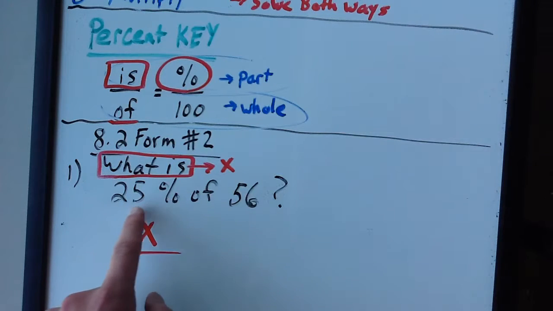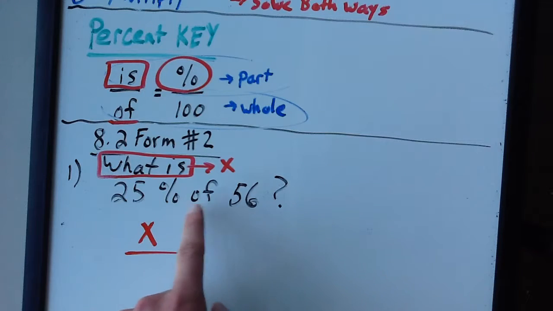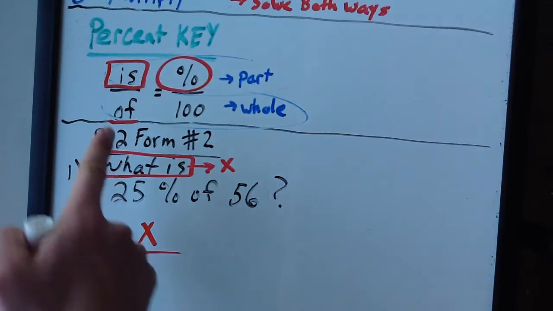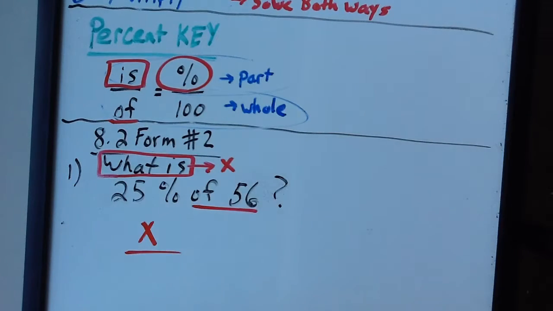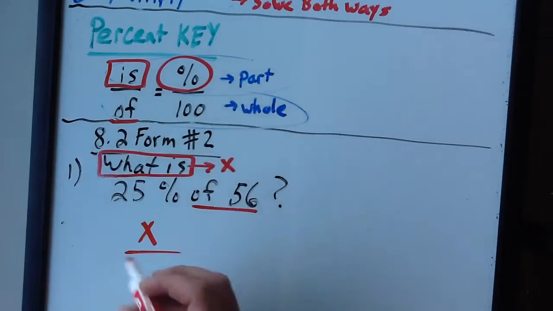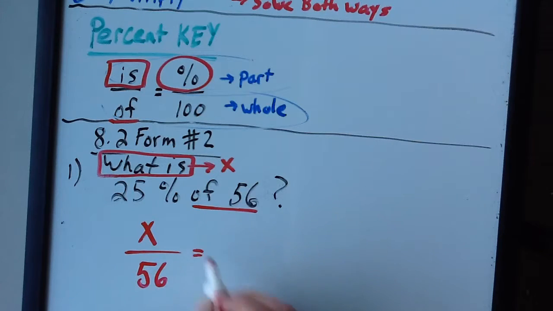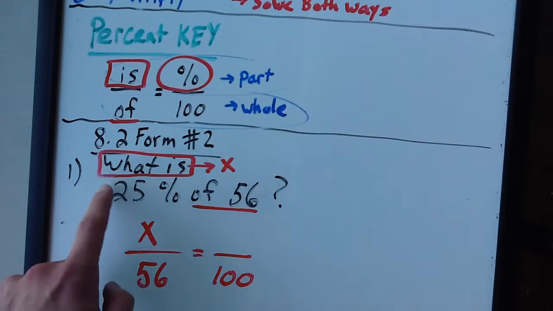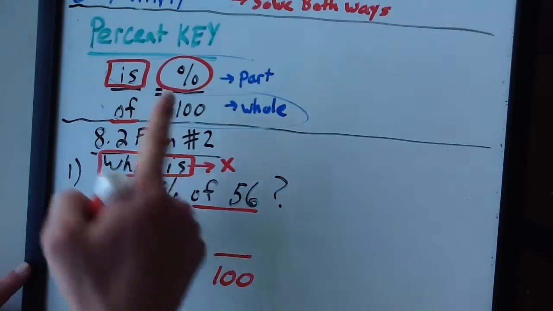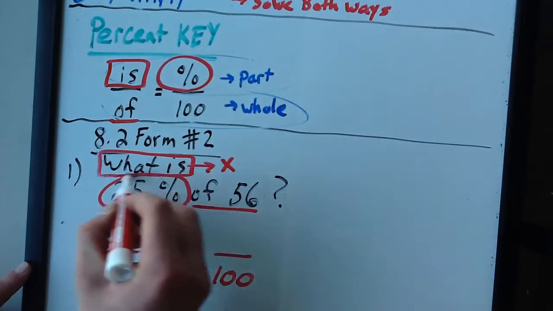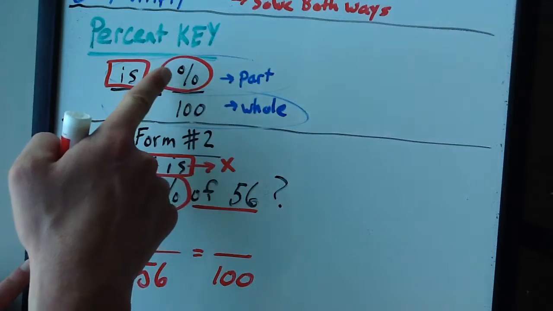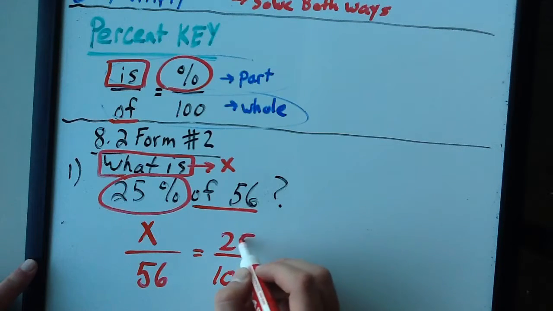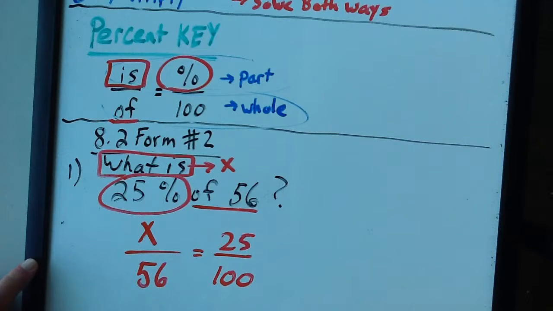It says what is 25% of 56? The number after the word of, 56, I'm going to underline, and that will be the denominator under is. Then I have my equal sign, a fraction, and on the second fraction, the denominator is always 100 because percent is out of 100. If I read the problem again, what is 25%? So I'm going to circle my percentage, 25%, and put the 25 over 100. Which makes sense, because 25 over 100 is 25%.